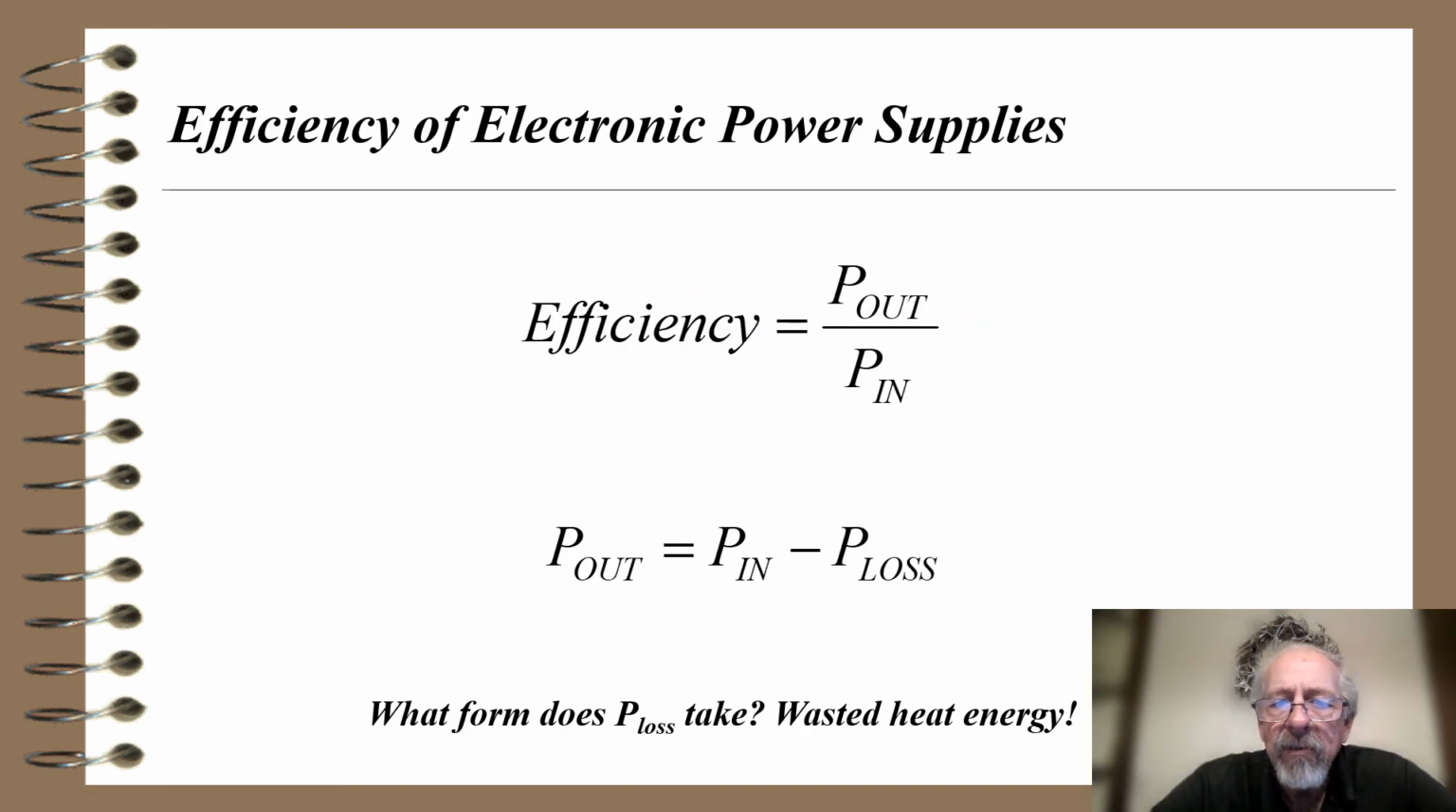What about the efficiency of electronic power supplies? Efficiency is equal to power out over power in. Of course, nothing's 100% efficient, so that would always be less than 100%. Power out is equal to power in minus power loss. What form does power loss take? Well, it takes the form of wasted heat energy.